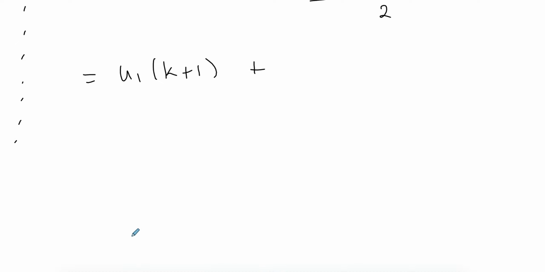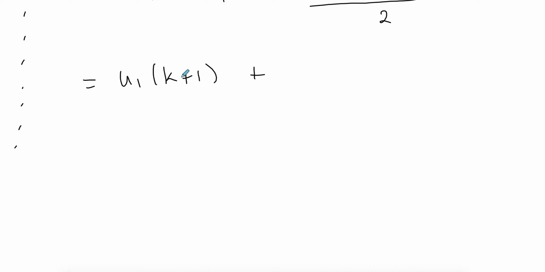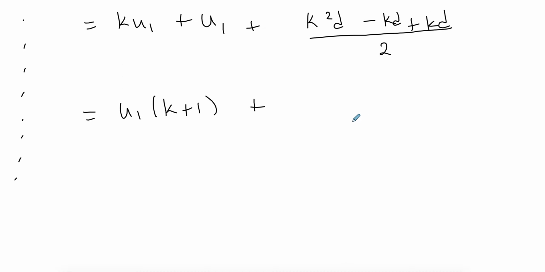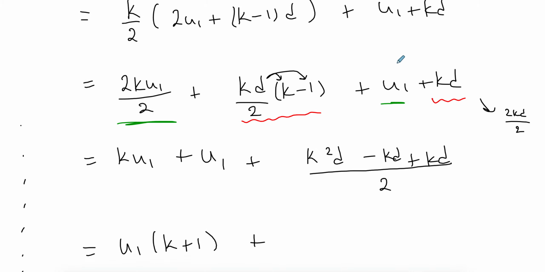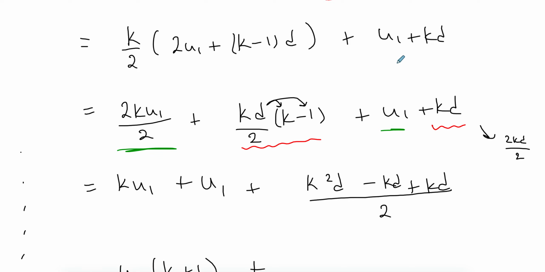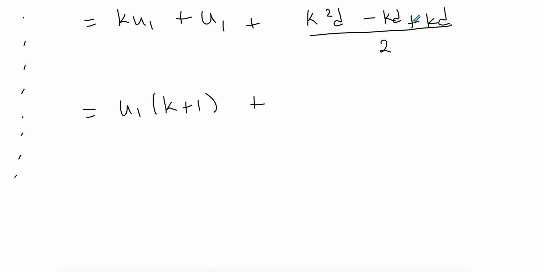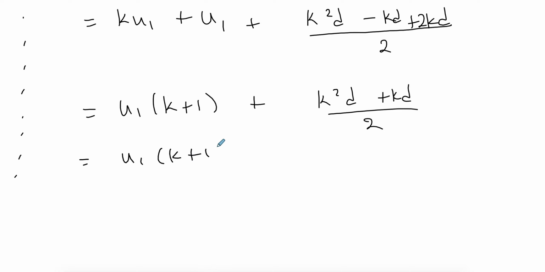Well, at least I have a k plus 1 here, which means what if I get a k plus 1 factor out here as well? Let me simplify this first. Sorry, I forgot the 2 here. So if I simplify this, I'm going to get plus kd over 2. So this is u1. And then I could take a factor of kd out, which leaves me with k plus 1.